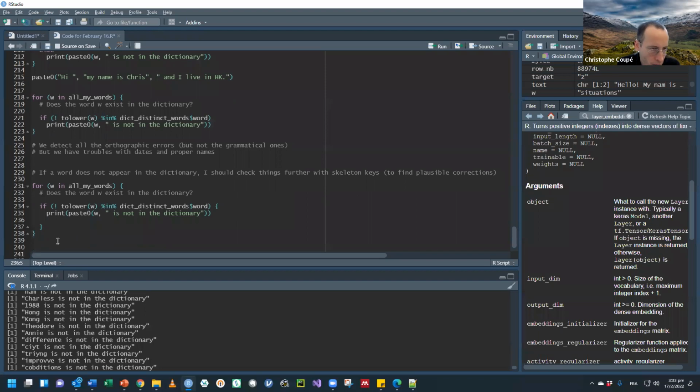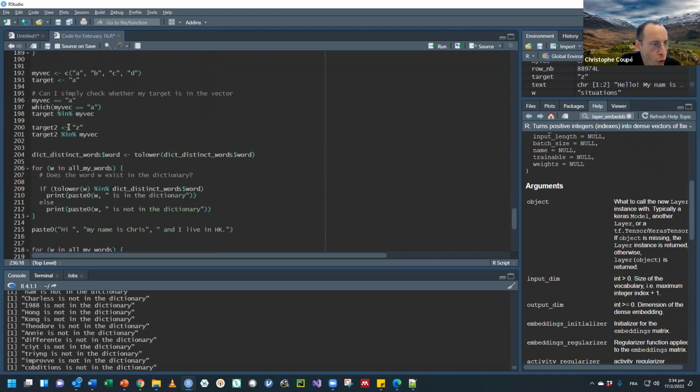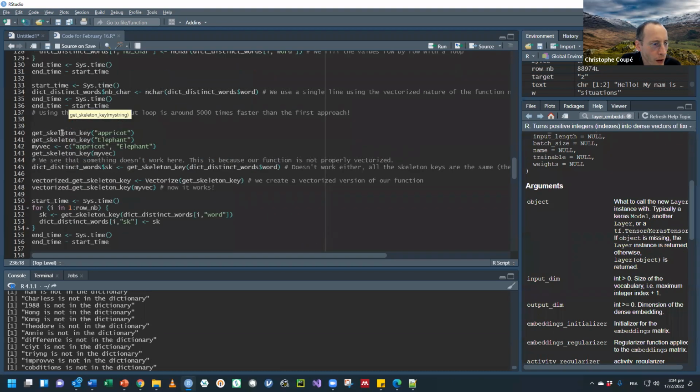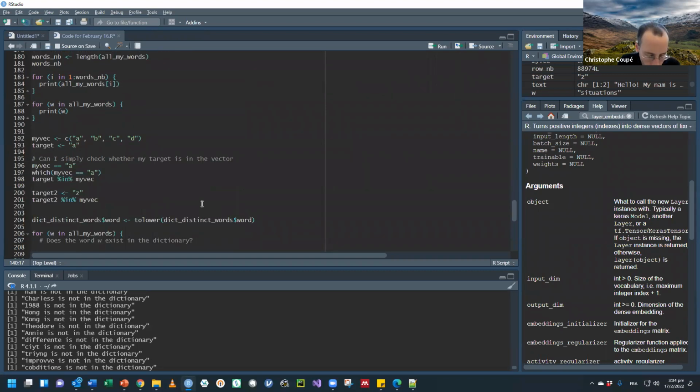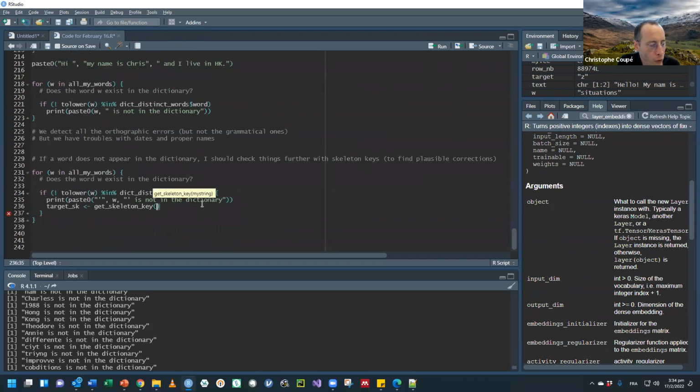Okay, no problem. Good. I'm going to make it just a little bit easier to read. I'm going to surround the word with a simple quote. So like this, you will see the word between quotes, just easier to read. So we need to compare the skeleton keys. So the first thing we need to do, we need to compute the skeleton key of our target word. How do we do that? We just call our function get skeleton key. And we call it by giving it the word W.